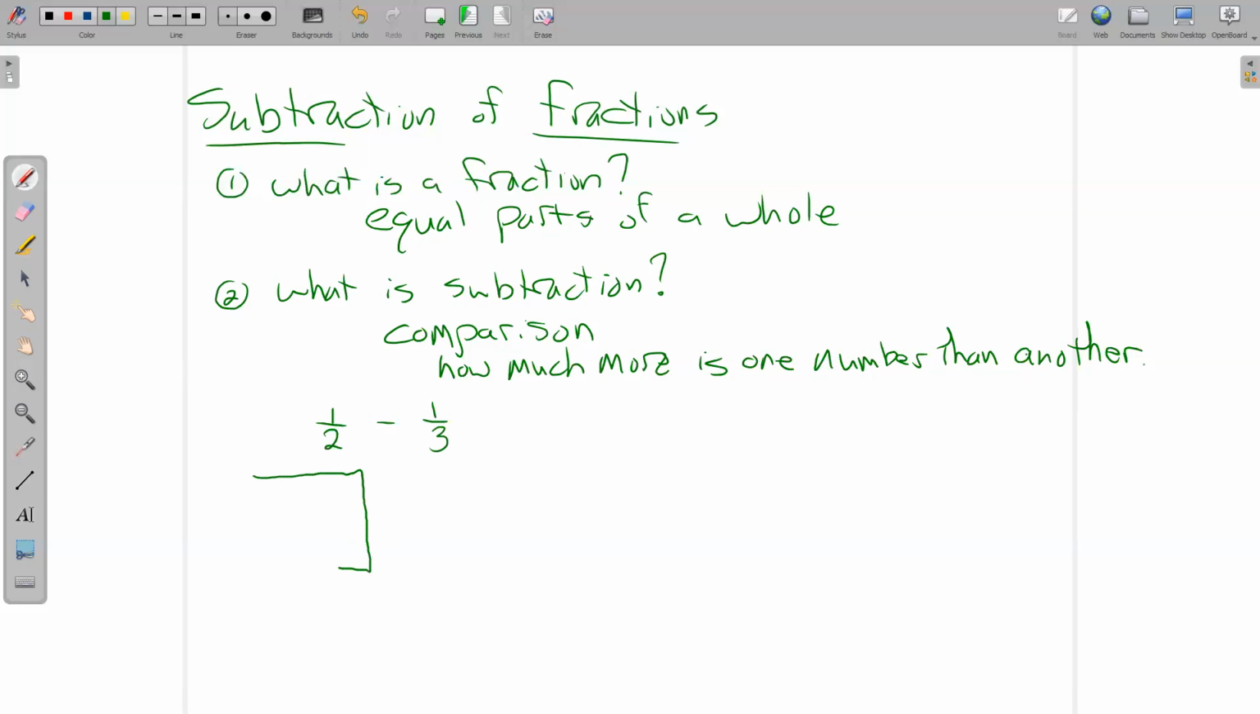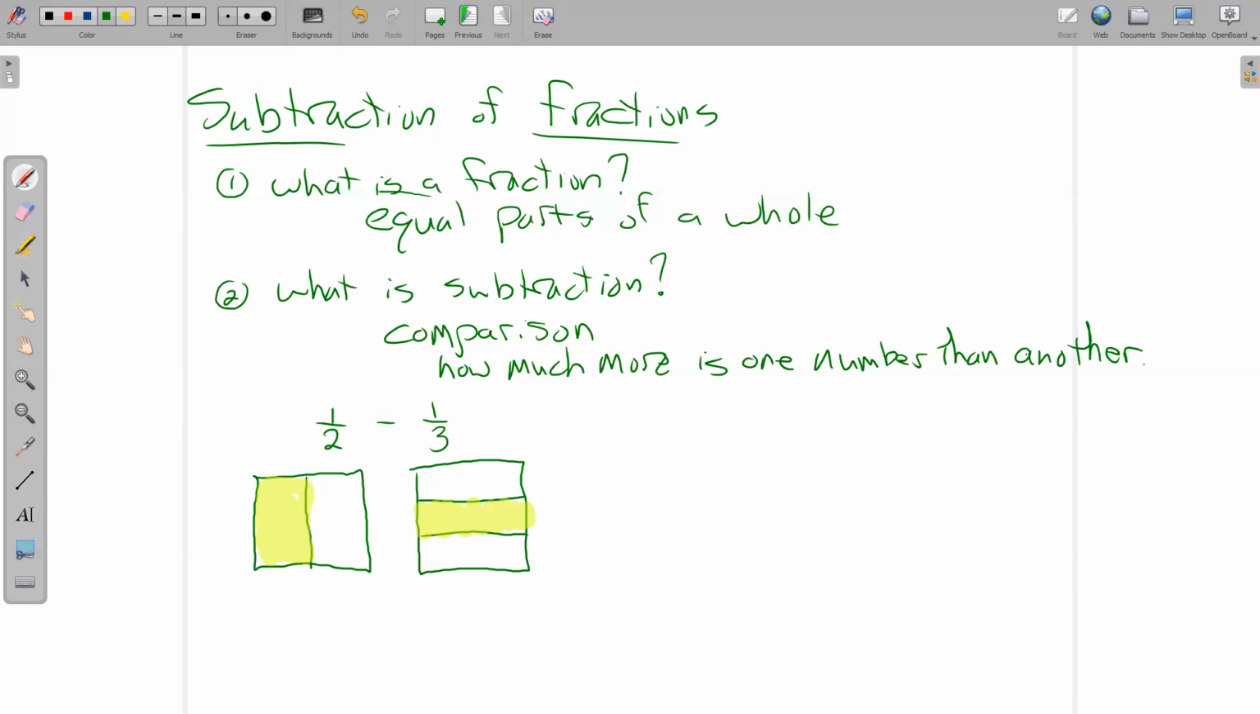So I'm just going to draw a half. And going with the theme from the addition, I cut one in one direction and the other in the other direction. So I shade in, okay, here's my half here. And maybe this one's going to be my third right there. And I can see a half is bigger, but how much bigger? Well, it's a little bigger, but that's not a good enough answer. We want a numerical answer, not just that it's a little bit bigger.